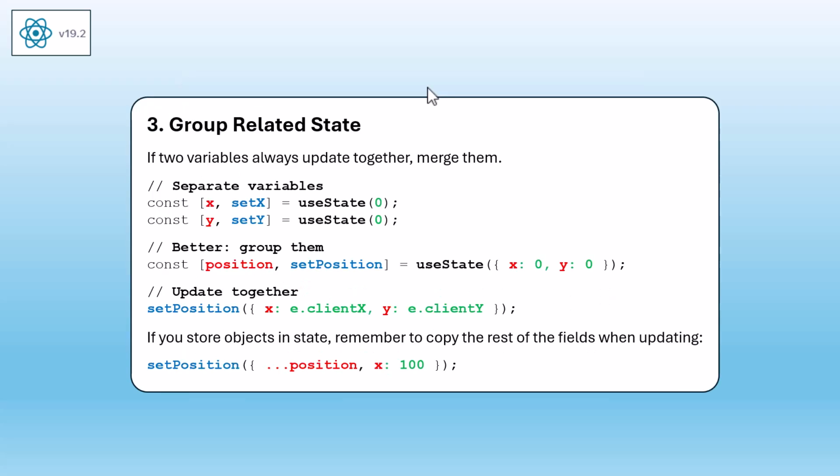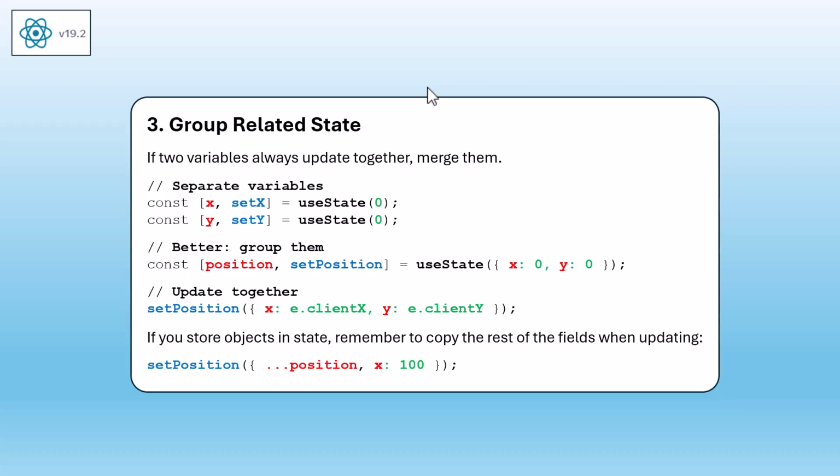3. Group related state. Sometimes you may wonder whether to keep two variables separate or merge them into one. The key question is, do they always change together? If they do, for example, two coordinates that always update simultaneously, then grouping them makes sense. By combining them into a single object or structure, you prevent situations where one updates but the other doesn't, keeping your component consistent.